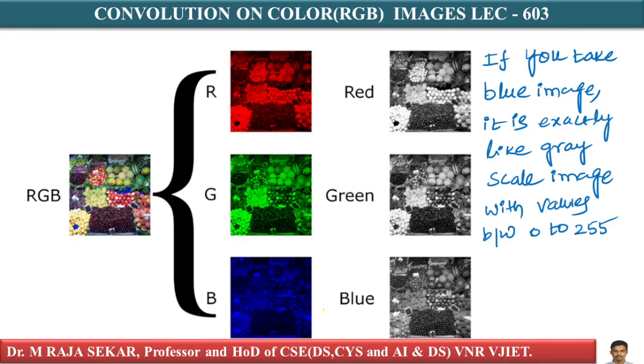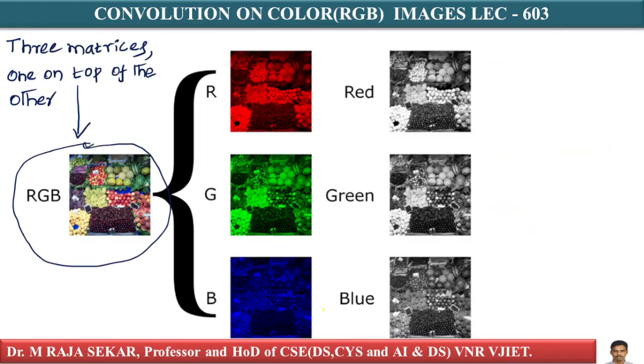If you take these individual images, what are the individual images? Red, green, blue. Let me consider just the blue image. What is the blue image? It's exactly like a grayscale image with values between 0 to 255. So you can think of this basically as three matrices, one on top of the other, isn't it?